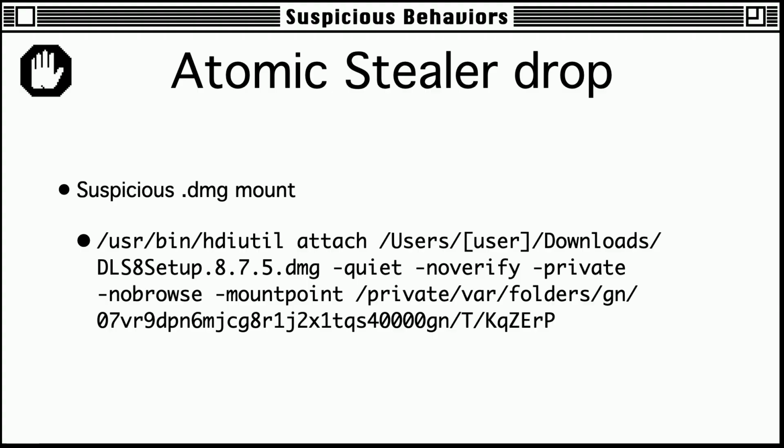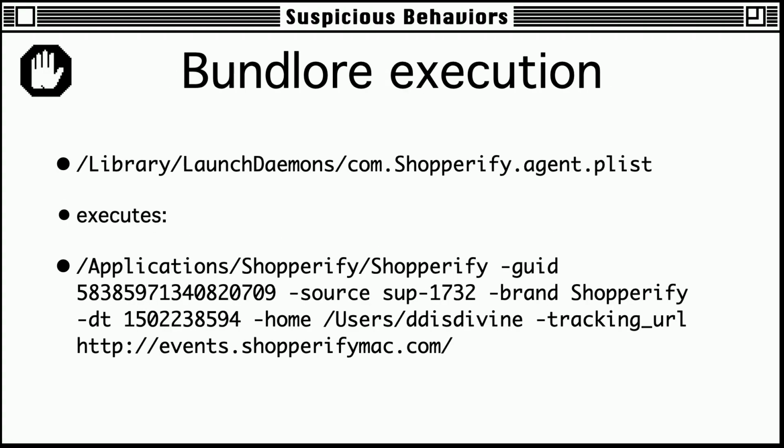One of the suspicious things you'll see here is it has -private and -nobrowse. -private and -nobrowse both do the same thing. They basically make it so that you can't see the image on the desktop. The weird thing here is that -private is an undocumented flag. That's not something that most folks would know about, but yet it's there. So very weird behavior known to be seen with Atomic Stealer.